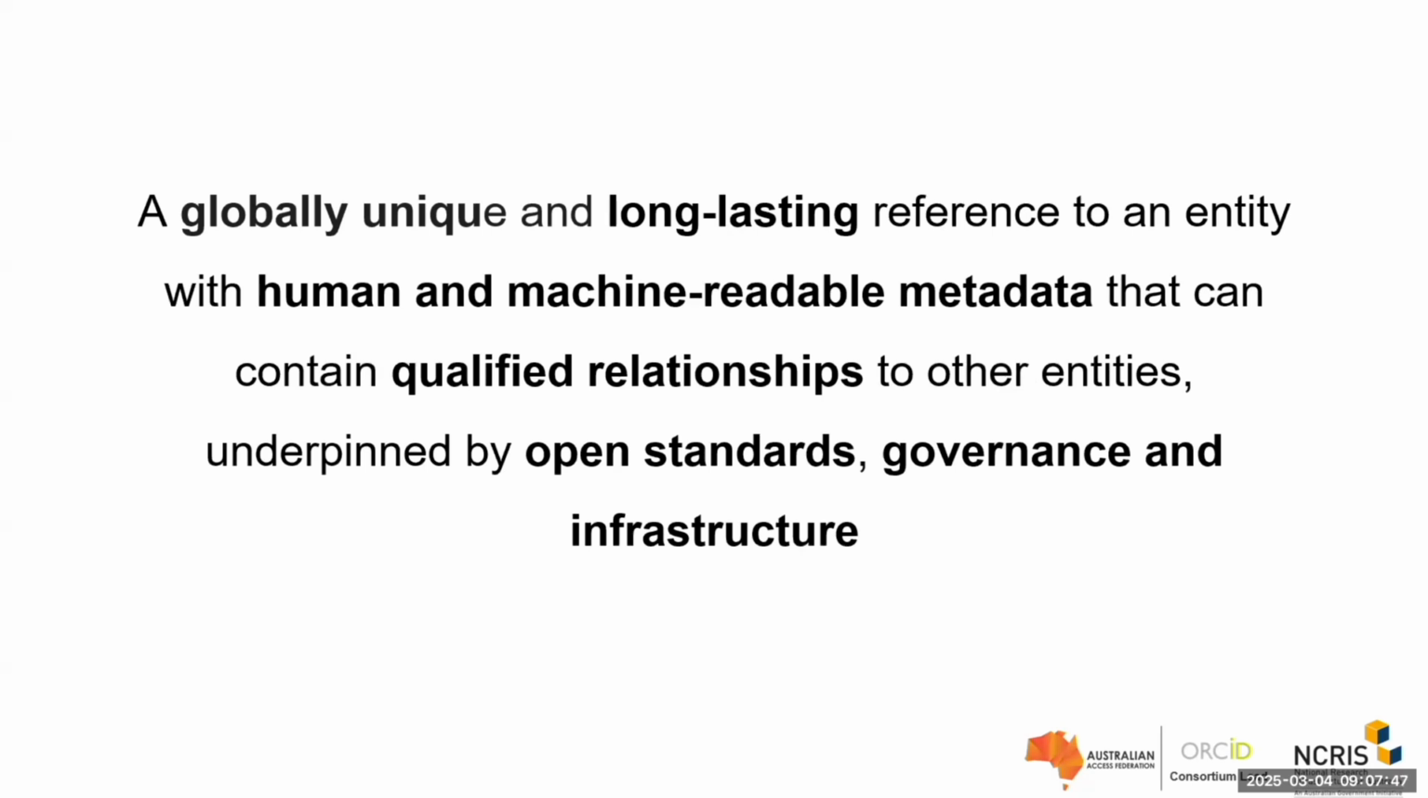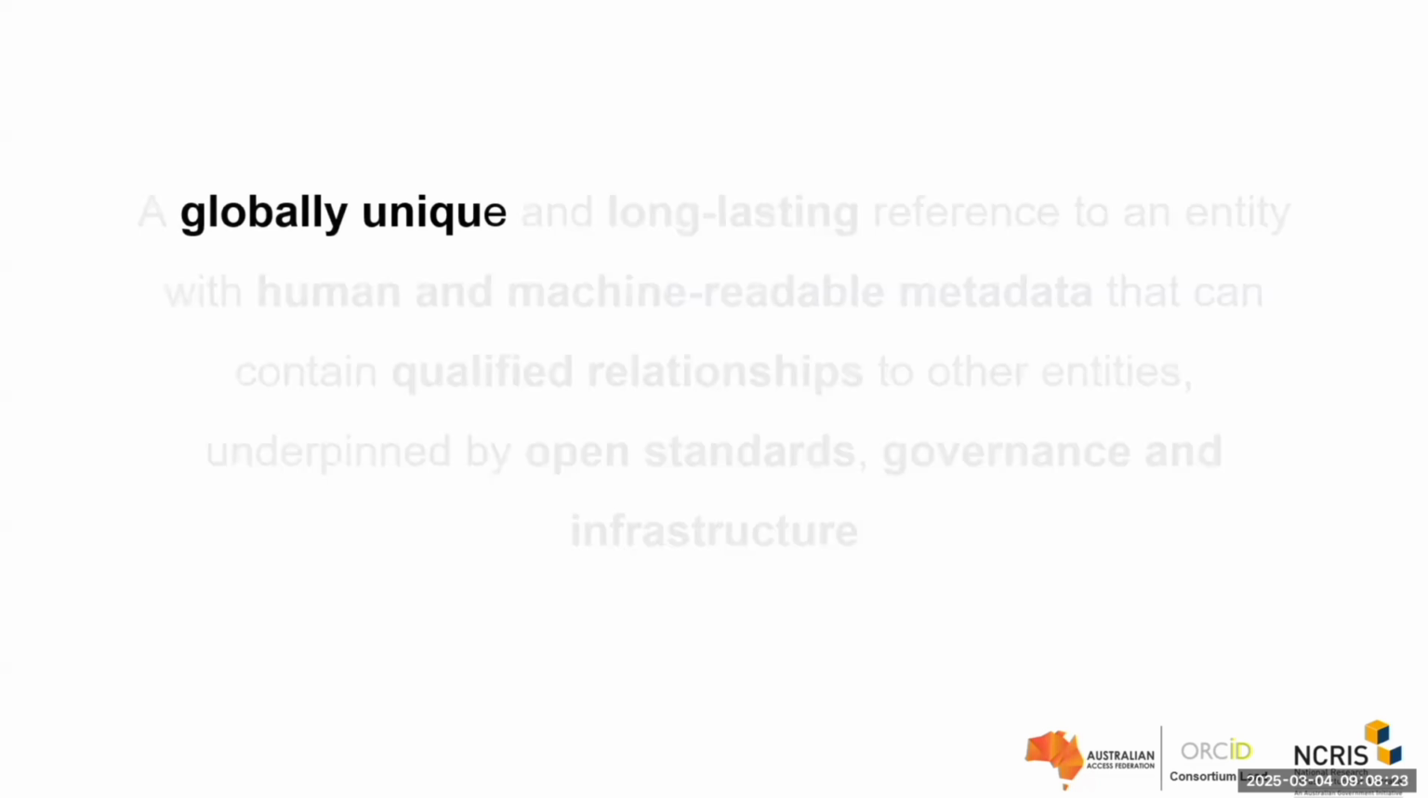So this is the definition of the PID. I apologize for all the words on this slide, but I think I'll go through the definition first and then we will break down the term. A persistent identifier is a globally unique and long-lasting reference to an entity with human and machine-readable metadata that can contain qualified relationships to other entities, underpinned by open standards, governance, and infrastructure. That's a big, long definition. So we will unpack the term.